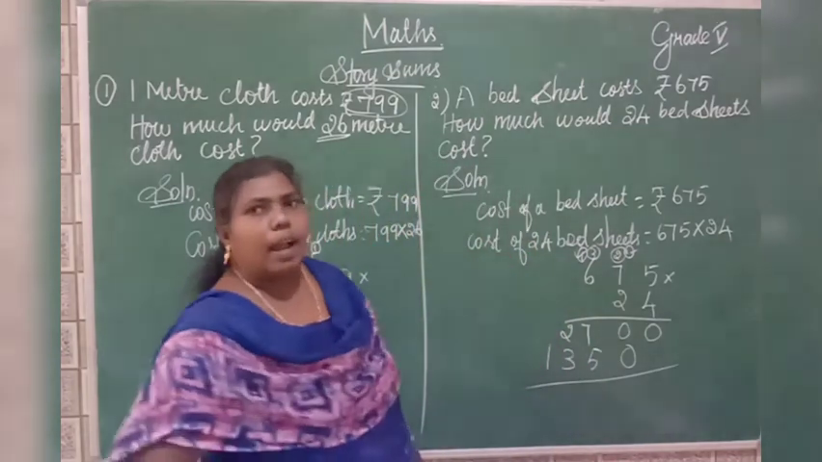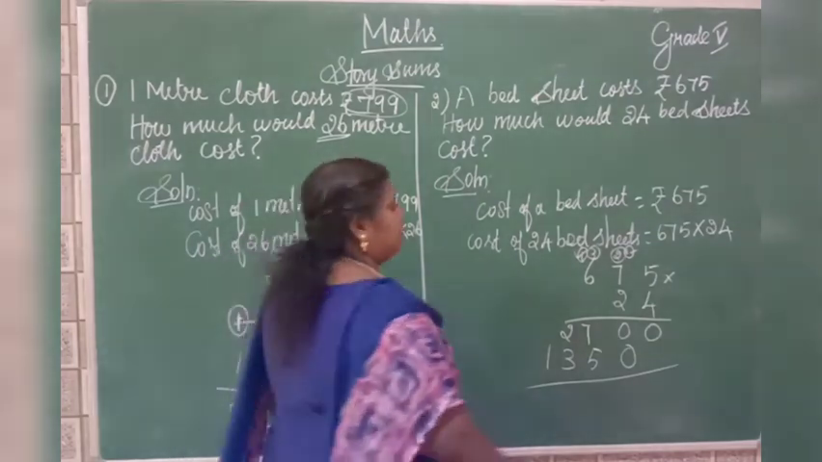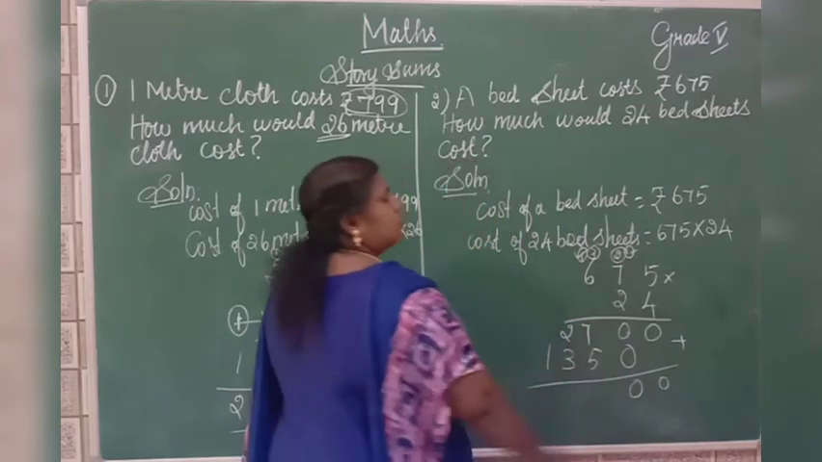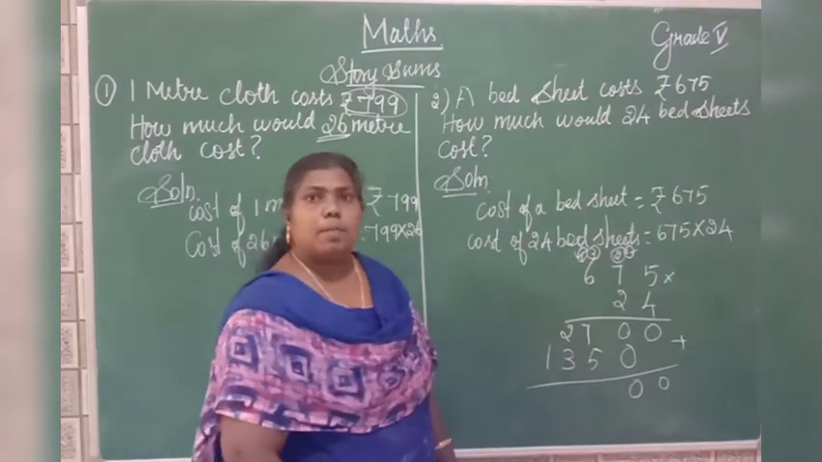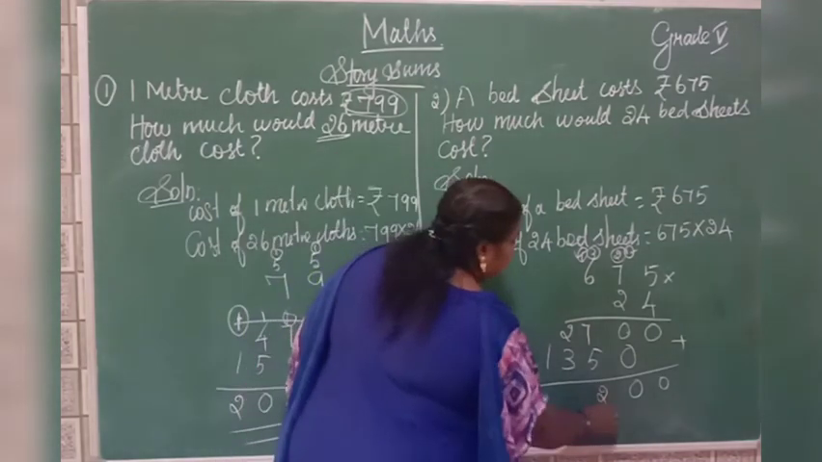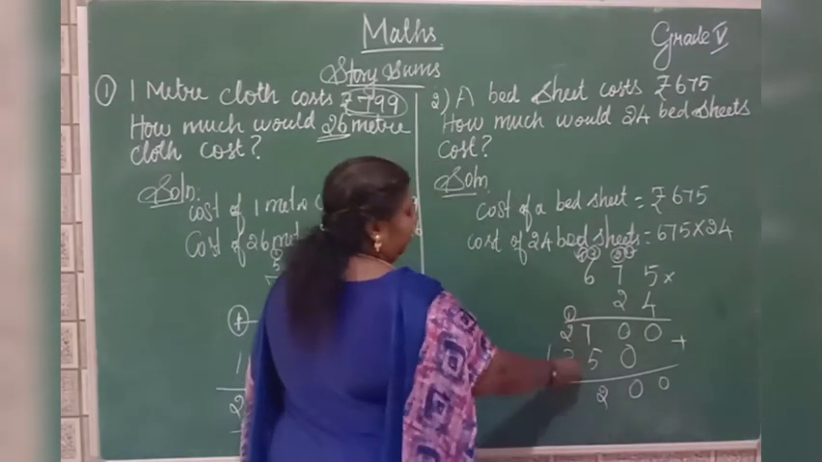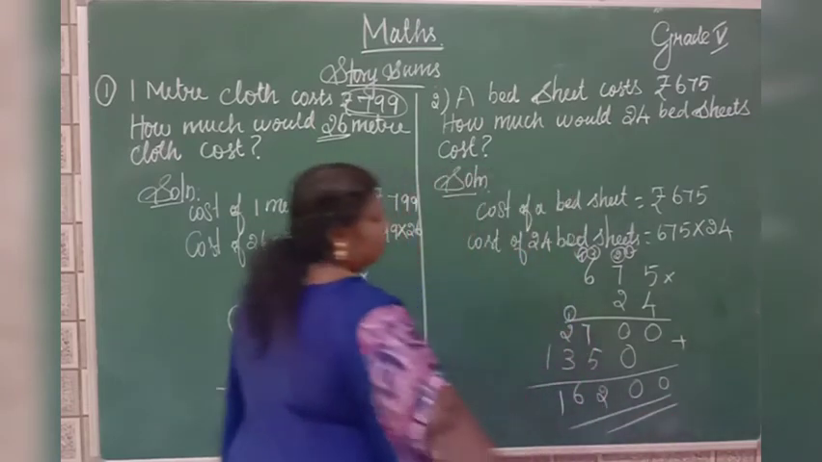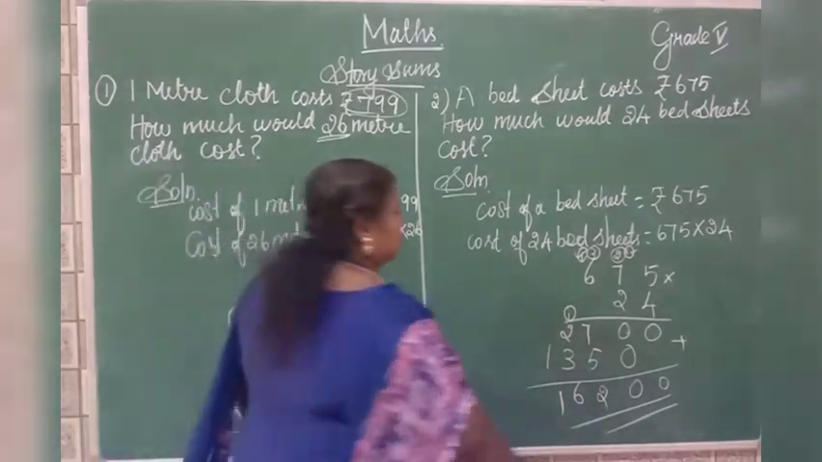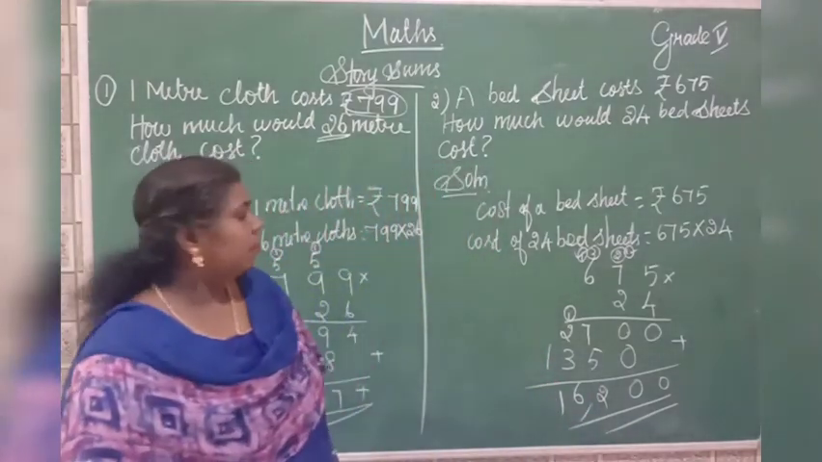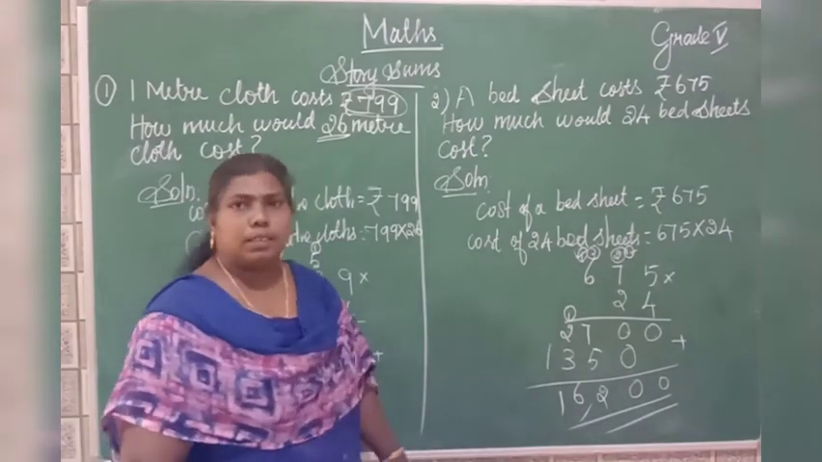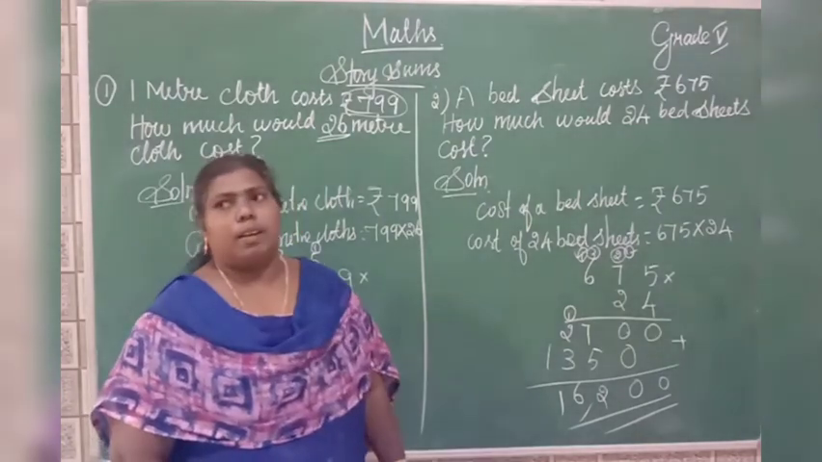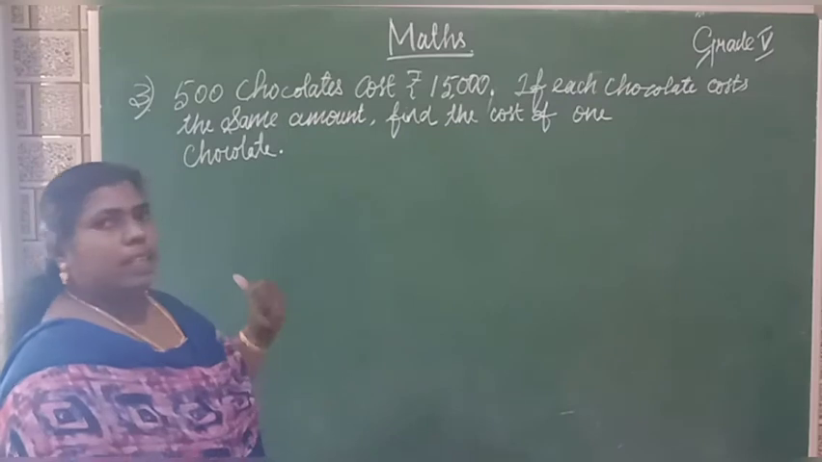Now we are going to add these two products, right? Yes. 0 plus 0, 0. 7 plus 5, how much? 12, isn't it? Yes. 12, 2, 1. Then 2 plus 1, 3. 3 plus 3, 6. Then 1. So the 24 bed sheets cost is how much? 16,200, right? The 24 bed sheets cost 16,200 rupees. Understand?